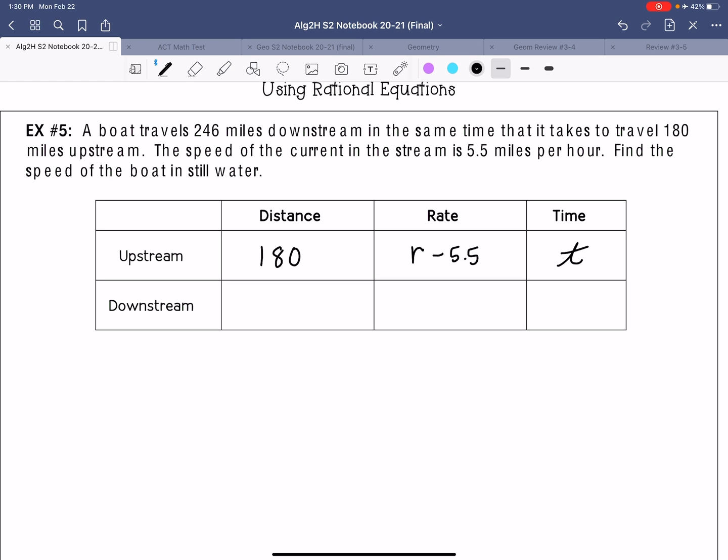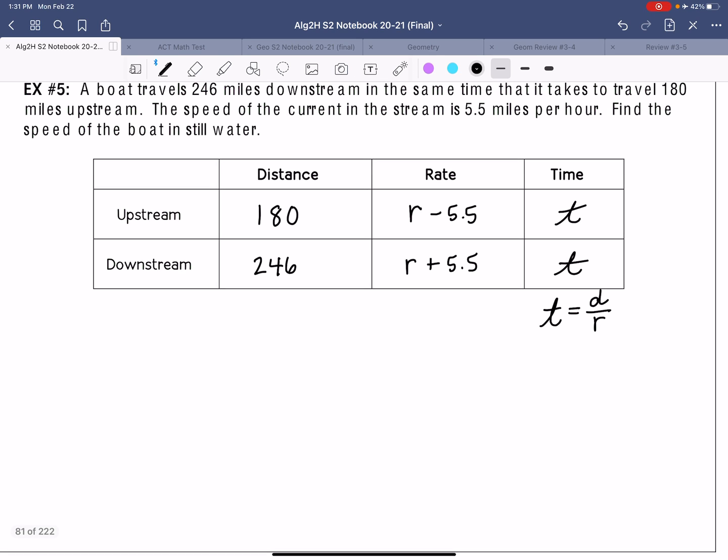Okay, when I'm going downstream, I go 246 miles. I'm still going at the same rate, whatever it is, 20 miles per hour, let's say. But the stream is also pushing me, and the stream is pushing me 5.5 miles per hour. So I'm going an additional 5.5 miles per hour because of the stream in some amount of time. Okay, just so we know, time is equal to my distance divided by my rate.